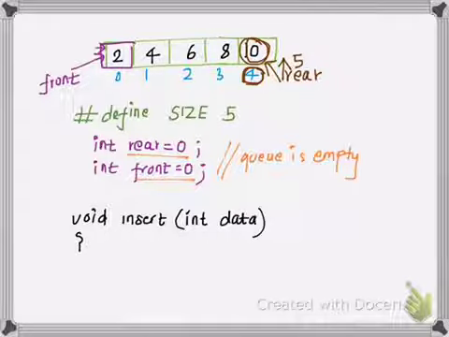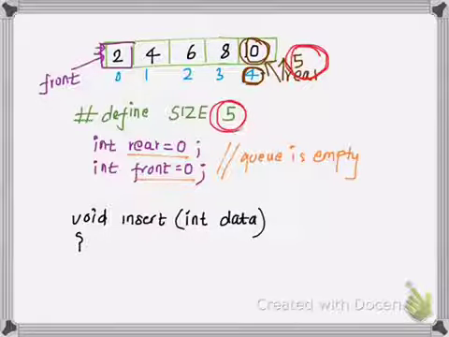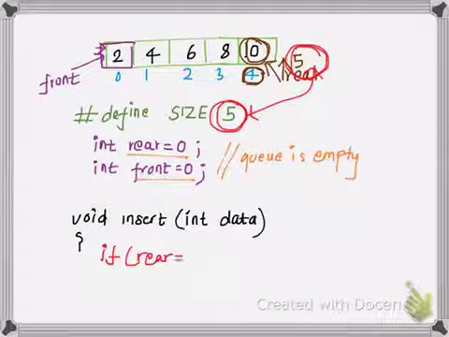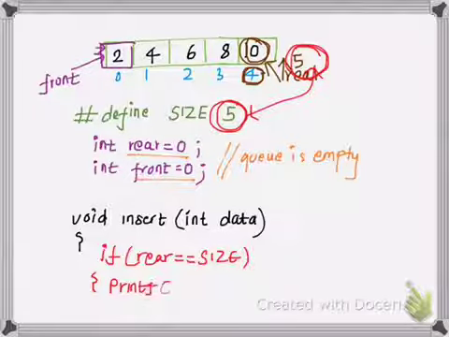Now when our rear is equal to 5, and we've also defined our size of queue to be 5, when rear is equal to size, this indicates that our queue is full. So here I'm going to check if rear is equal to size, then we can just print the message saying our queue is full.